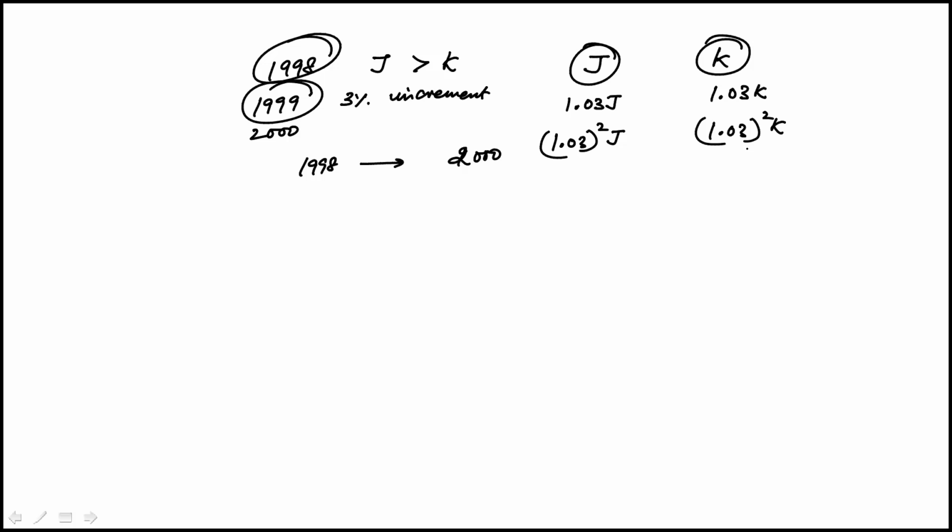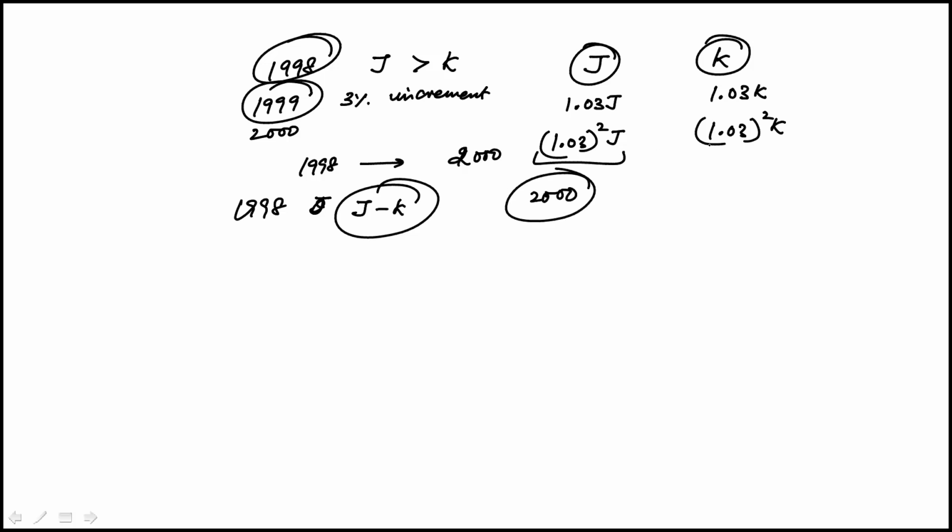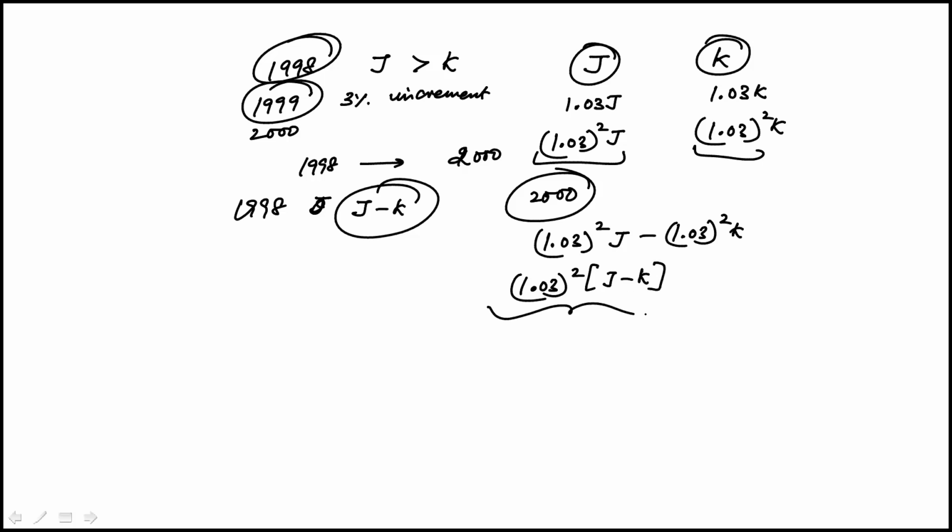They're asking what percent did the difference between their salaries change. So it was J minus K, since Gene's was greater. So this is what it was in 1998. And then in 2000, it would be the difference between those two, 1.03 squared J minus 1.03 squared K. You'll notice I can factor out the 1.03 squared. So that's the difference in 2000.